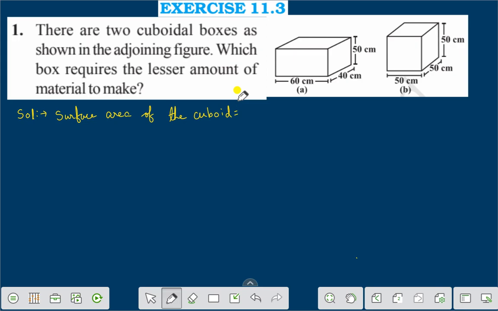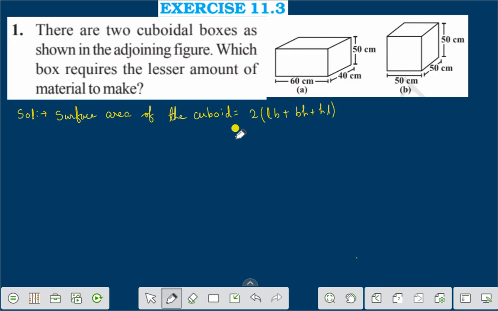And we know that the surface area of the cuboid is equal to 2 into length into breadth plus breadth into height plus height into length. This is the surface area of a cuboid.